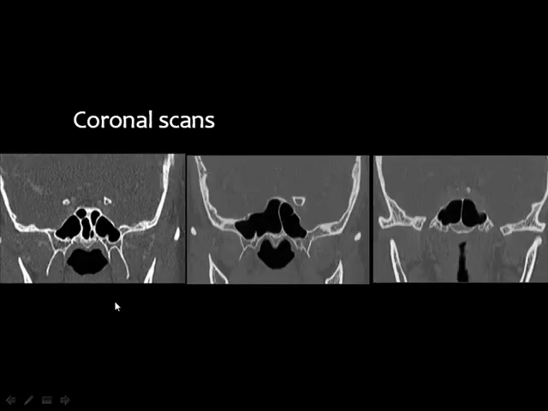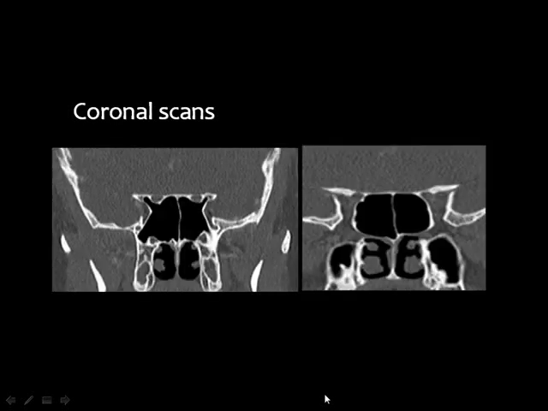Then in the coronal images, we start from the posterior aspect of the sphenoid sinus and proceed anteriorly. Here you can see the posterior aspect of the sphenoid sinus. Going more anteriorly, you can see two parts of the sphenoid sinus divided by this septum, and underneath the sinus you can see the nasopharynx. Then more anteriorly, this is the sphenoid sinus, and this is the nasal fossa. And you can see the inferior turbinate as well as the middle turbinate.